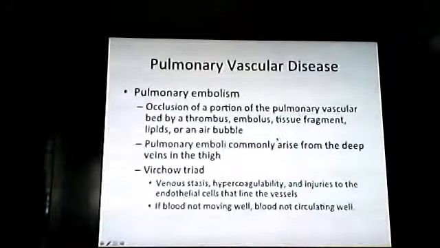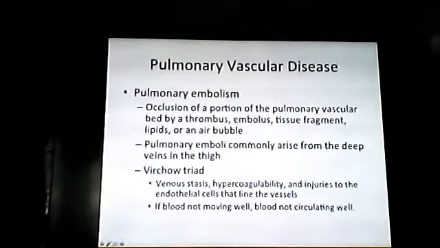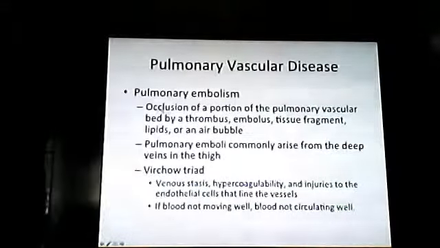With pulmonary vascular disease, you can have a pulmonary embolism. To remember, embolisms are when some sort of clot gets pushed somewhere else and ambles along the bloodstream. It can arise from the deep veins in your thigh, for example.